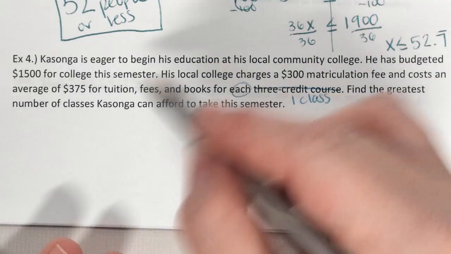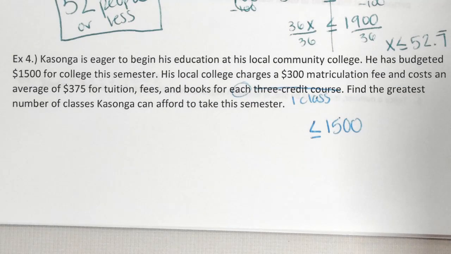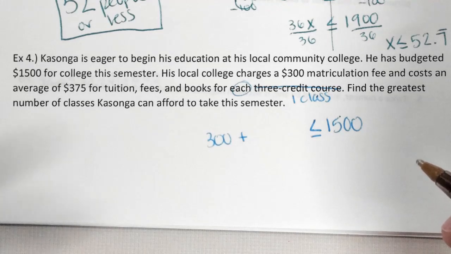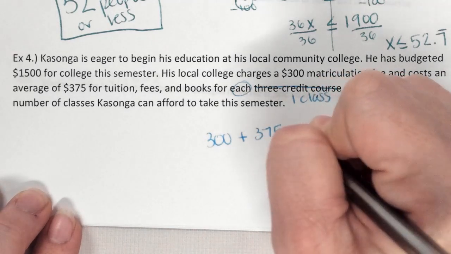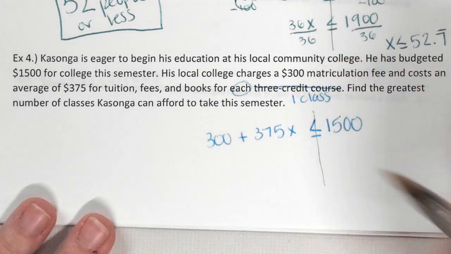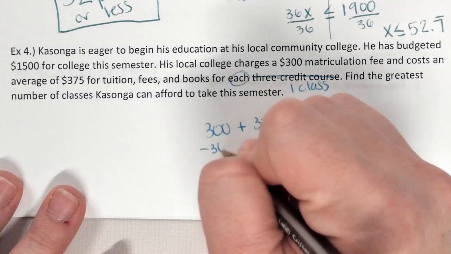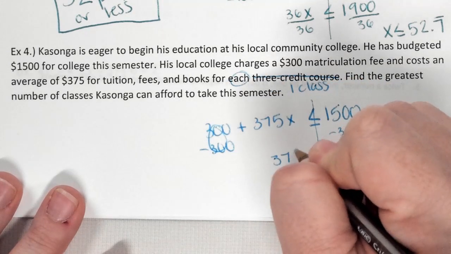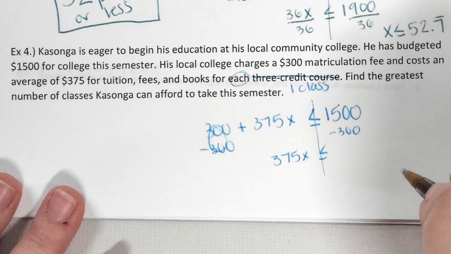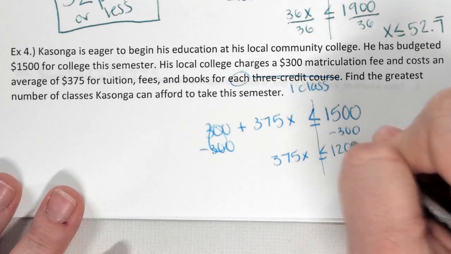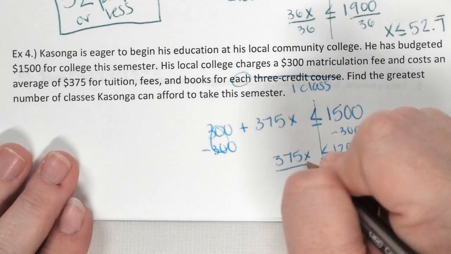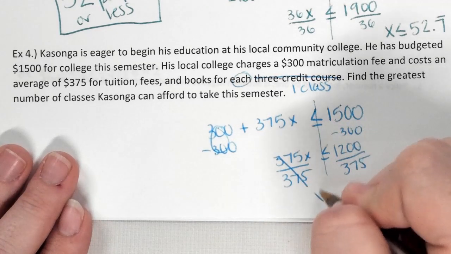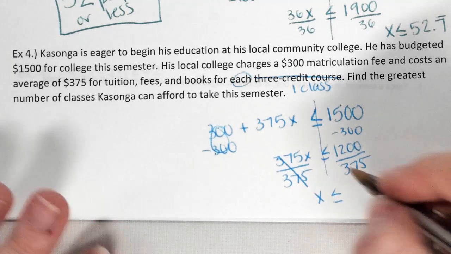So how am I going to write that piece? Well, what was the fee I'm paying no matter how many classes I'm taking? $300 plus what am I paying per or each class? $375x. How do I solve that? And 375x is less than or equal to 1200. Now what? Divide by 375. And I get x is less than or equal to what?